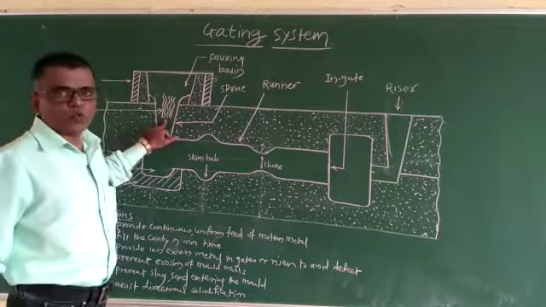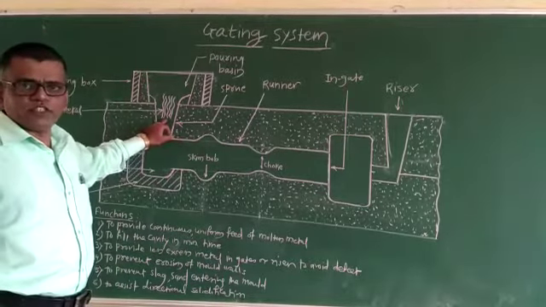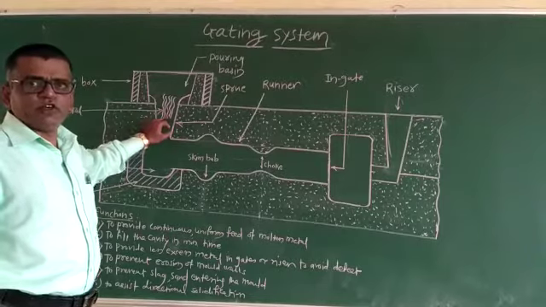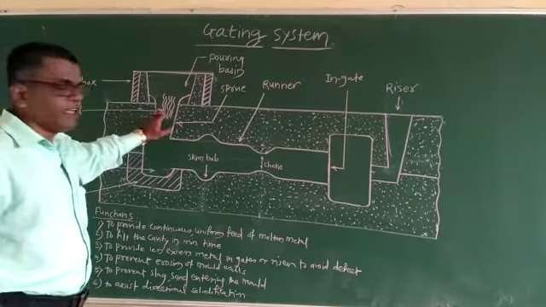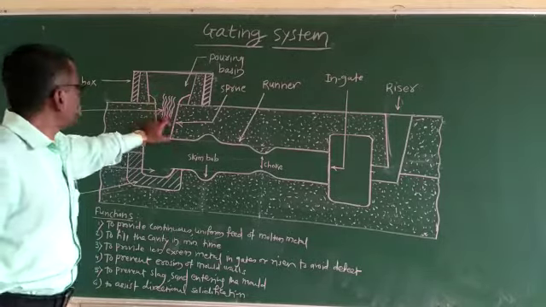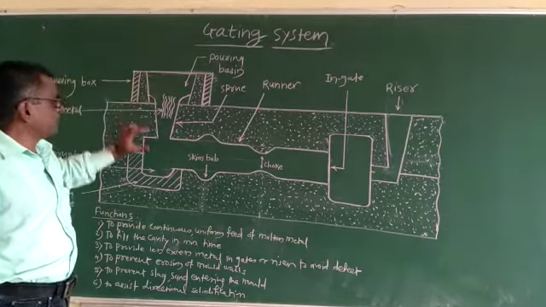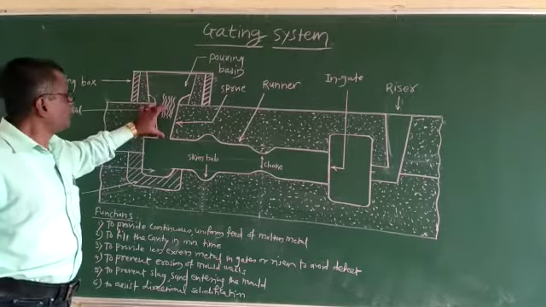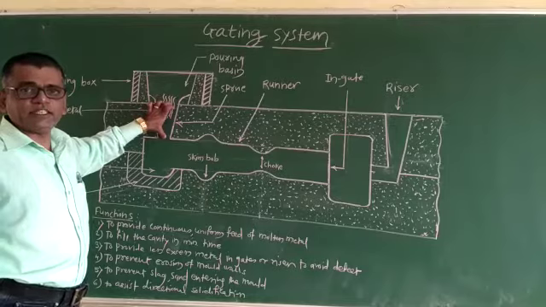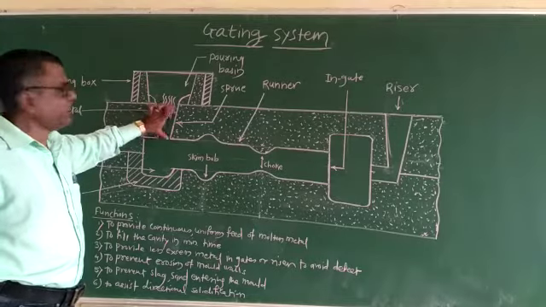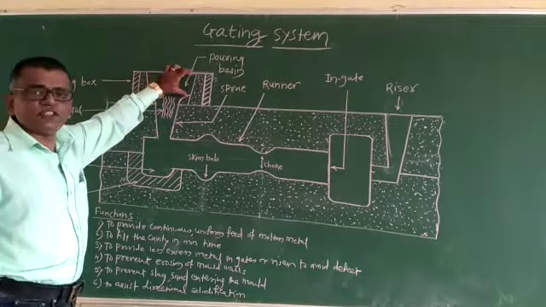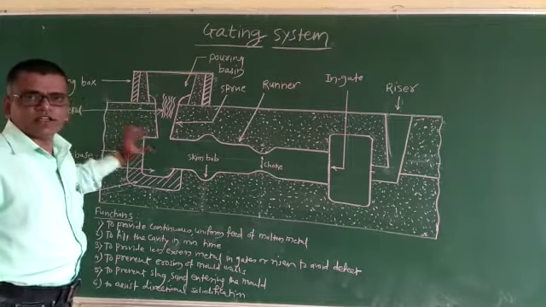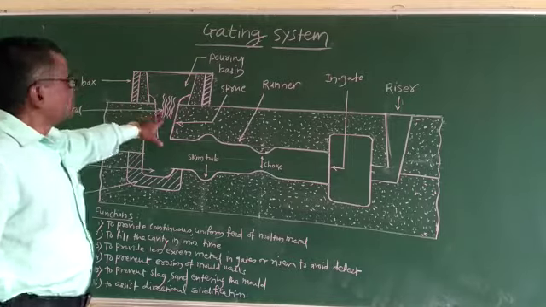Then this is the sprue. This second element is called the sprue. It is a vertical channel which connects the pouring basin to the runner. The sprue is a vertical channel that is cut inside the molding sand, which connects the pouring basin to the runner. Okay, so that is called a sprue.